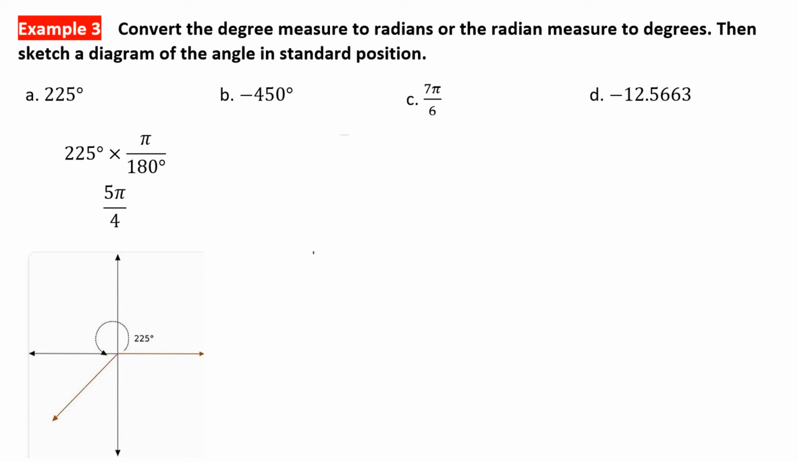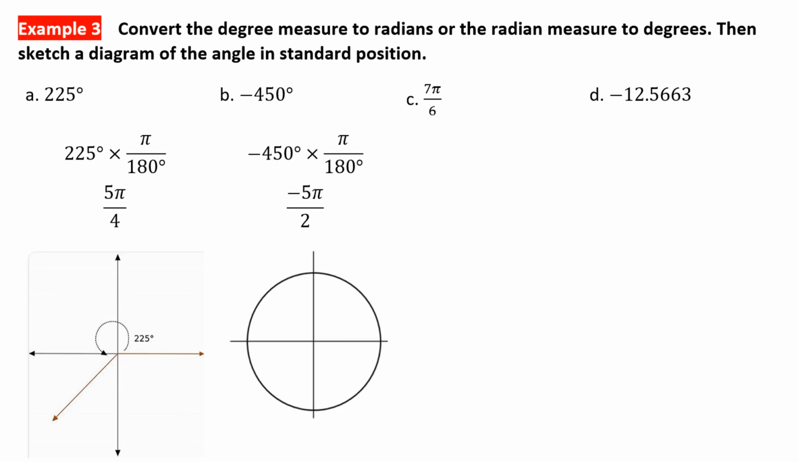Negative 450 degrees, again, we multiply by pi over 180 so that the degrees cancel out. We're going to wind up with negative 5/2 pi, which is to say negative 2.5 pi. If we were to go from standard position in the negative direction, 1 pi would be a half a turn, 2 pi's would be a full turn, and 2.5 would get us down along the y-axis, a quadrantal angle. We would be in this position.